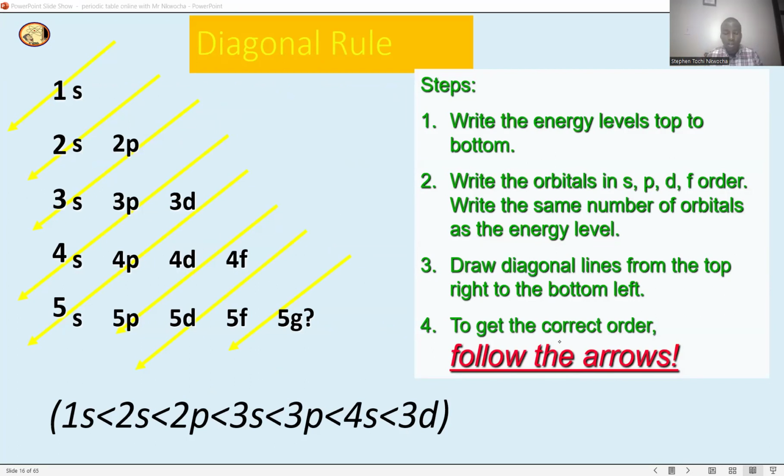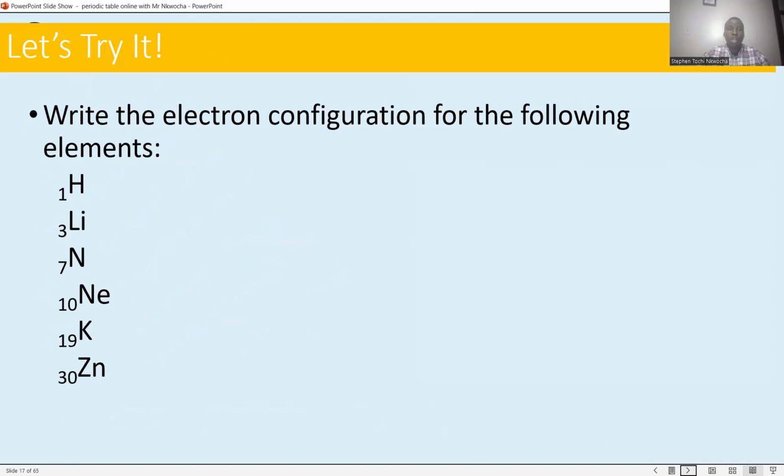JAMB will not tell you to write electronic configuration. You already know that. But they will ask, okay, how many electrons are there? How many electrons are unpaired? Which period does it belong to? Which group does it belong to? How do we identify those things? Those are the things that we need to do. Okay, let's try. I'm not writing electronic configuration, it's just for you to play around.